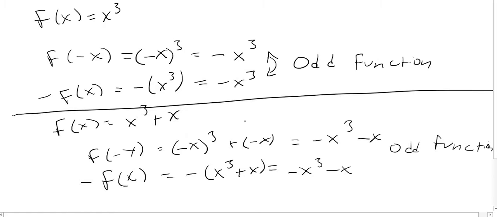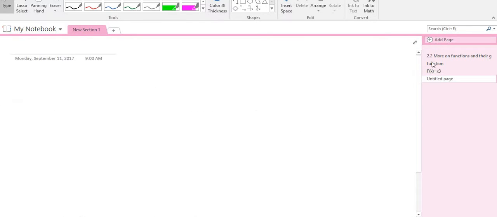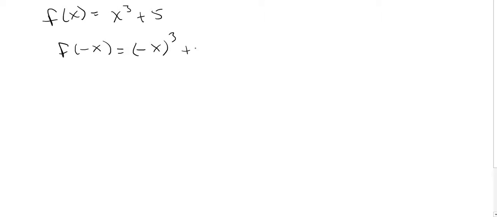X squared, when I added the x, wasn't even or odd, but this one was. I can show you an example where I make x cubed not even or odd. I could take something like f of x equal to x cubed plus 5, or plus any number. F of negative x becomes negative x cubed plus 5, which is negative x cubed plus 5. These two aren't the same.